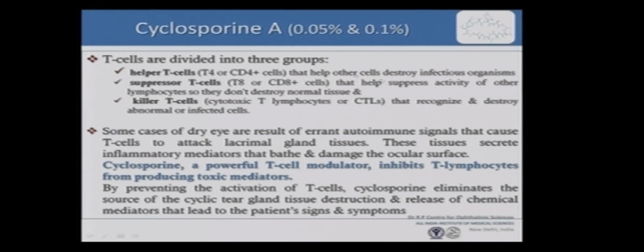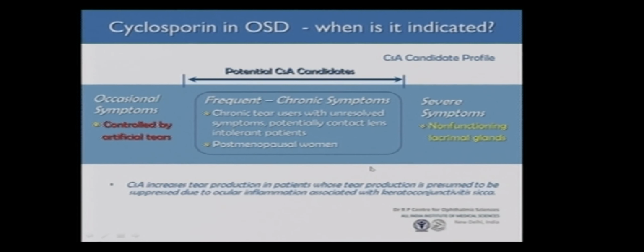So when there are activated T cells, they release a lot of interleukins or inflammatory mediators, and this is the level at which cyclosporin acts. It's a powerful T cell modulator and inhibits T cells from producing toxic mediators. So when this molecular mechanism exists on the ocular surface and is resulting in damage, that is when you probably need to add on the cyclosporin for these patients. Otherwise, these patients are not going to be very happy with these medicines.